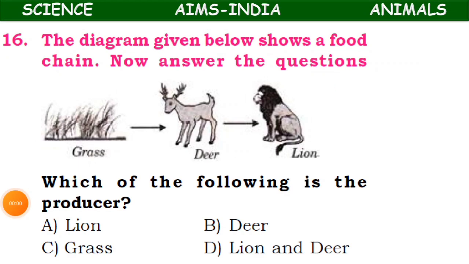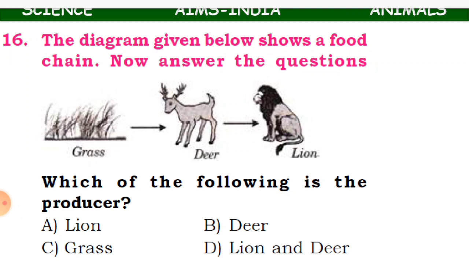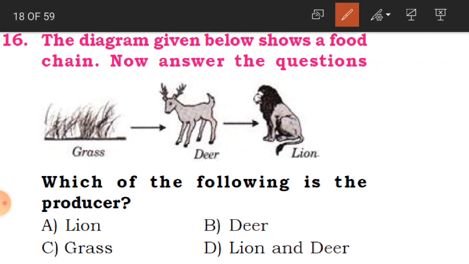Kangaroo. The diagram given below shows a food chain. Now answer the question. Here you can see grass, then a deer, then a lion. In the sense, grass is eaten by deer and deer is eaten by the lion.